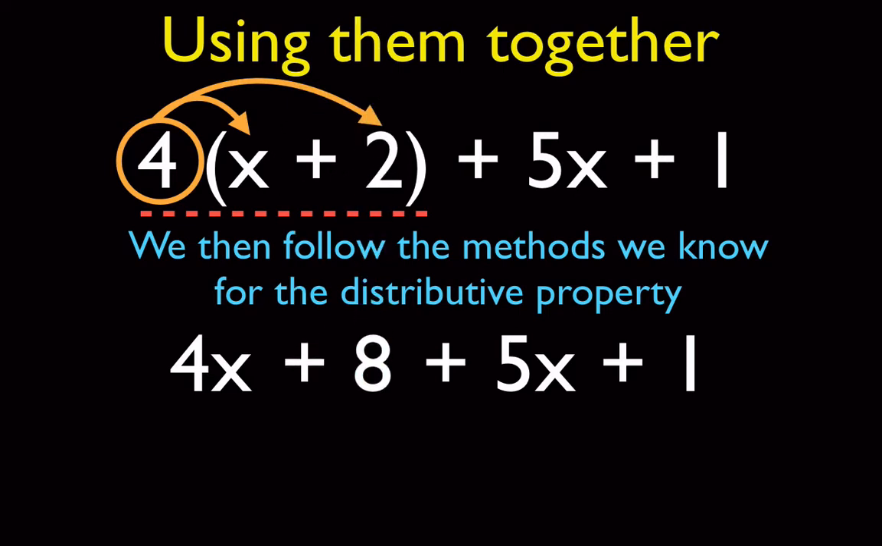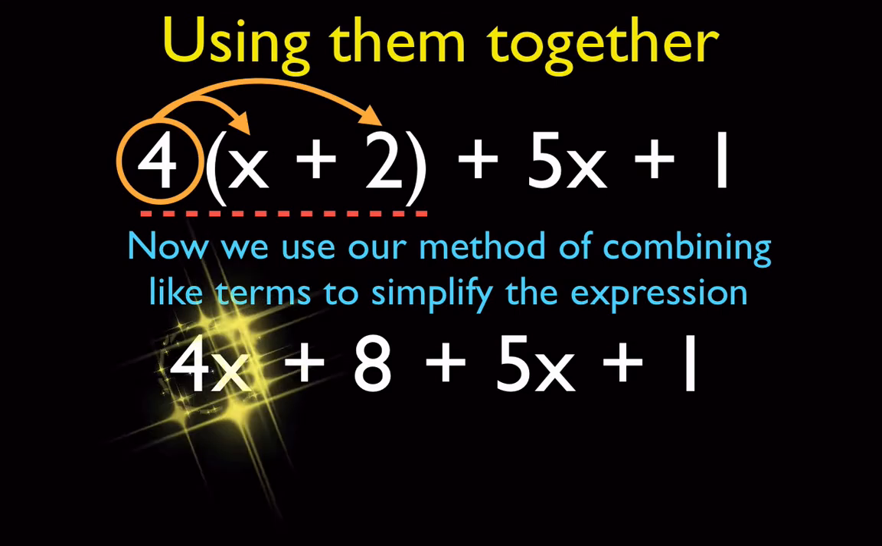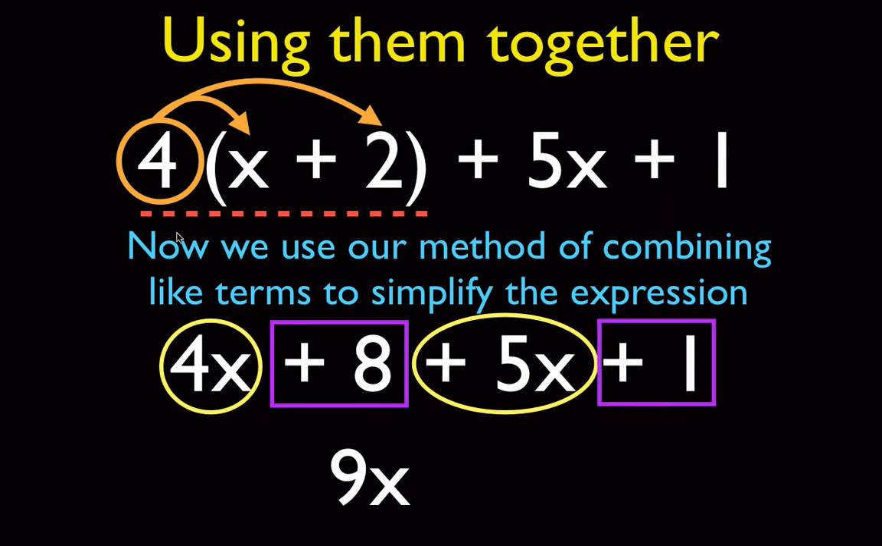Now we have a very simple combining like terms problem. I'm going to combine my 4x with my 5x. Notice I'm using the oval method to distinguish them as being different. Next, I'm going to have my positive 8 and my positive 1, which, as you can see, 4x plus 5x equals 9x, and 8 plus 1 equals 9.